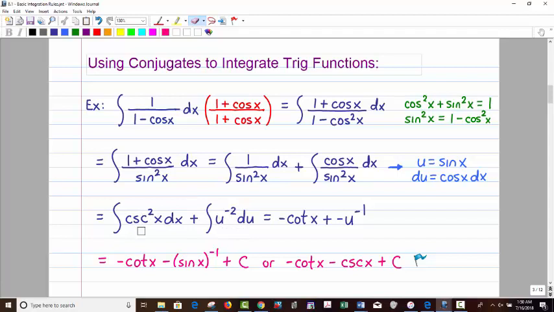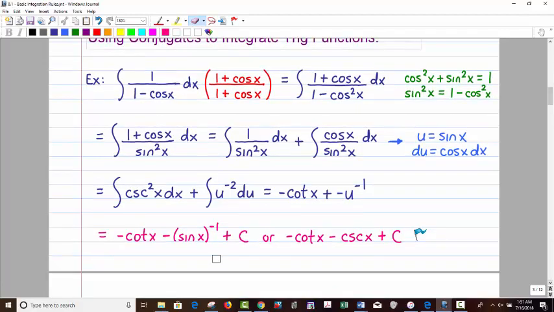Now for cosecant squared, there really isn't a technique to apply here. You just have to know that since the derivative of cotangent x equals negative cosecant squared, the integral of cosecant squared will be negative cotangent. So you just have to know that one. Whereas for this one, you're applying the power rule. So u to the negative 2 makes it negative u to the negative 1. And so you have negative cotangent of x minus sine of x, all raised to the negative 1.